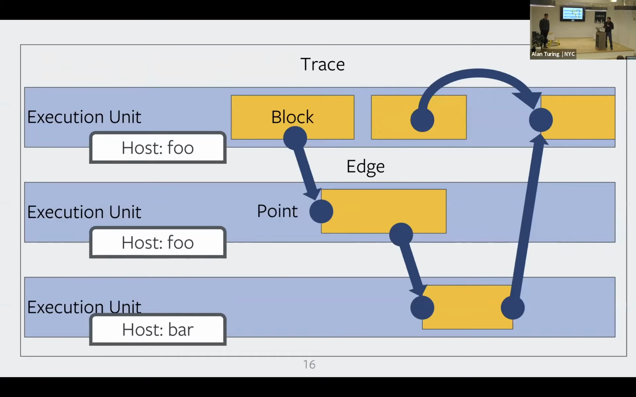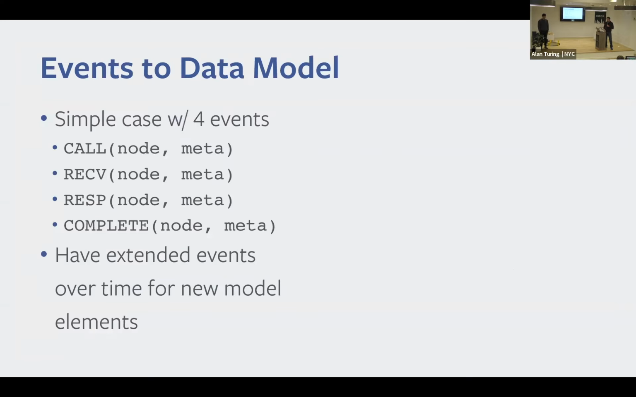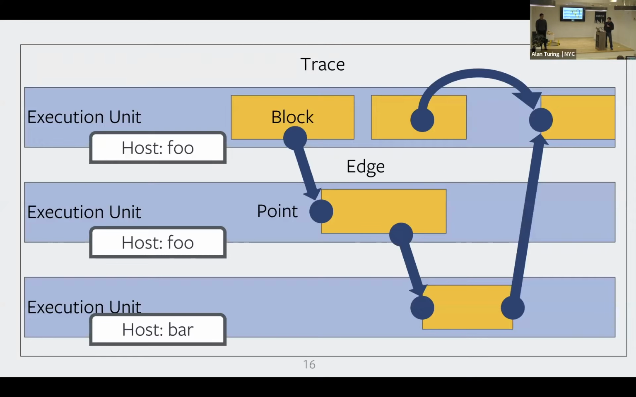And then the way we represent happens-before and happens-after explicitly, like you would do with a parent-span relationship, is through actual edges between points, right? So those are the five objects in the data model: execution units, blocks, points, edges, and then annotations. And that's what comprises a trace.